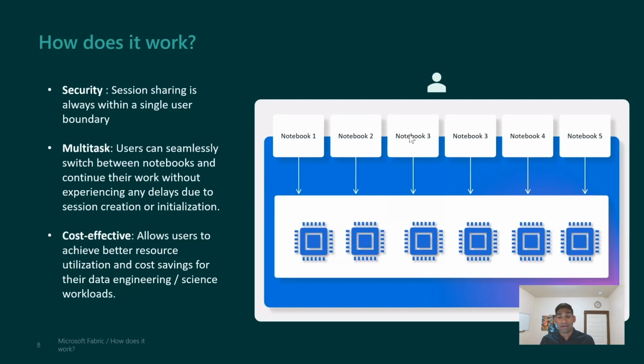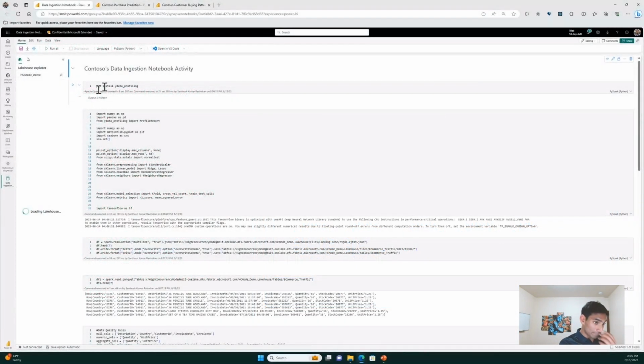And this would be extremely helpful for smaller capacities, users with F2s and F4 capacities, compared to larger enterprise-size capacities, which could allow you to run more concurrent jobs. But this would come really handy for users when they want to run multiple jobs within a smaller capacity. For the demo, I'm just going to open my workspace where I've created a sample notebook.